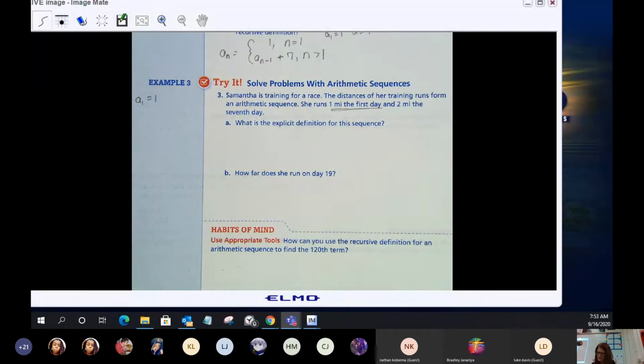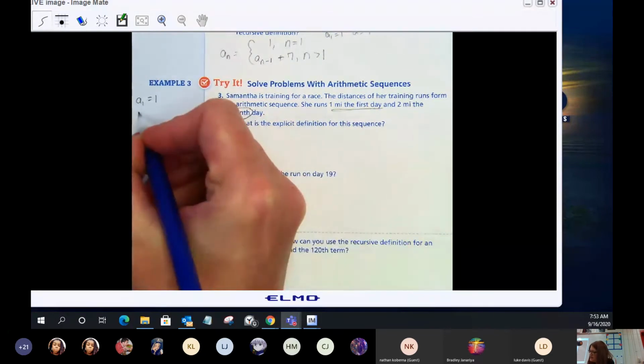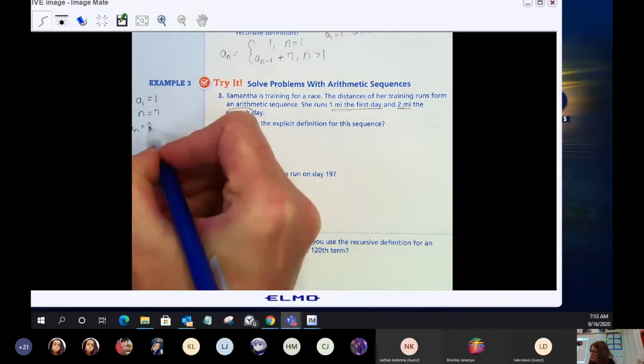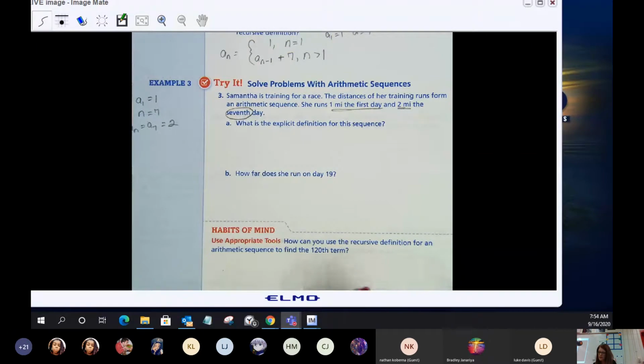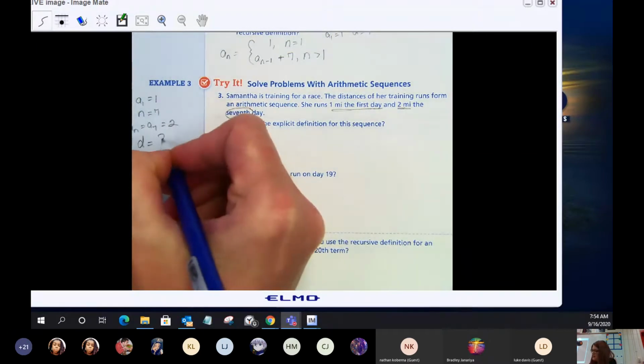And 2 miles on the 7th day. Okay, 7th day means n is 7. And she's running 2 miles on that day. And right now we're going to consider that my a sub n, my final term, which is going to be a sub 7 equals 2. Now what I do not know is my d. I don't know my common difference.